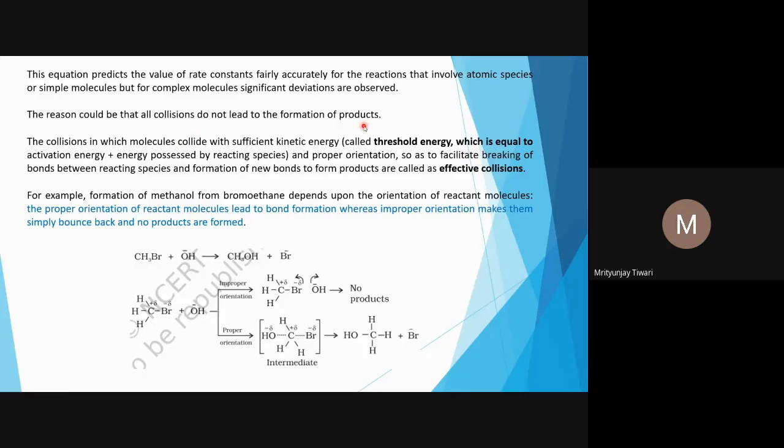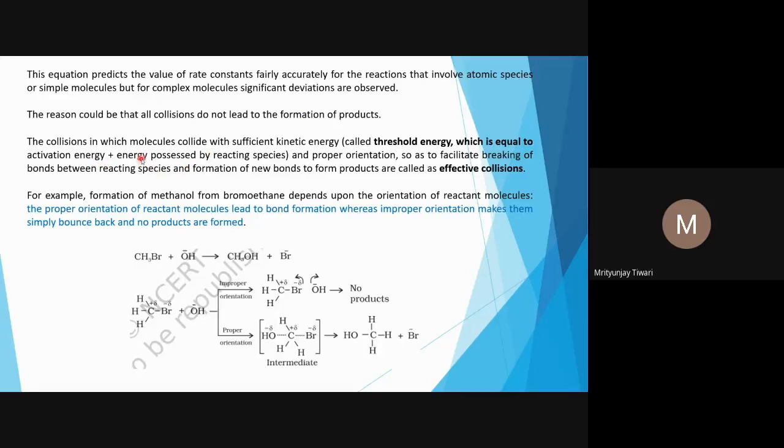So even a collision with very high energy may not lead to the formation of product, because the orientation of reactants may also matter. In complex reactions, you know there are nucleophilic centers and electrophilic centers in these kinds of chemical reactions. If a nucleophilic center is there in a molecule, then the nucleophile has to attack it. And if the nucleophile, though with very high energy, comes from some other direction and doesn't collide with the nucleophilic center, the reaction will not happen. It means the orientation does matter.